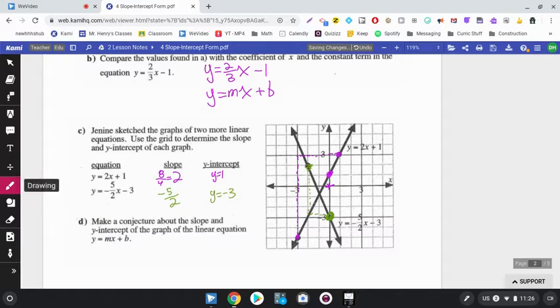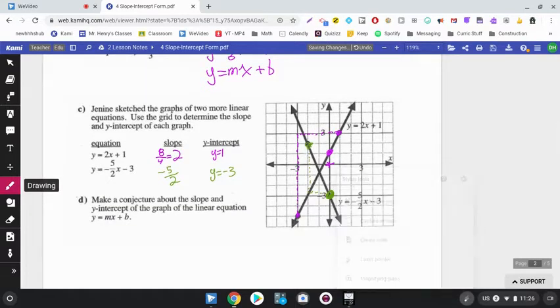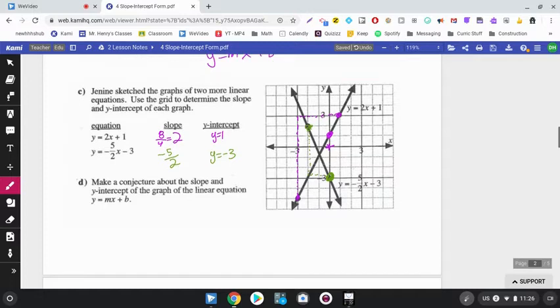Okay, and I think we're able to make that same connection. The slopes were that coefficient of x. 2, 2, negative 5 halves, negative 5 halves. And then this constant on the end, well, that's just my y-intercept. Okay, so if I'm looking at this equation, y equals mx plus b, m is going to tell me my slope, and b is going to tell you your y-intercept.